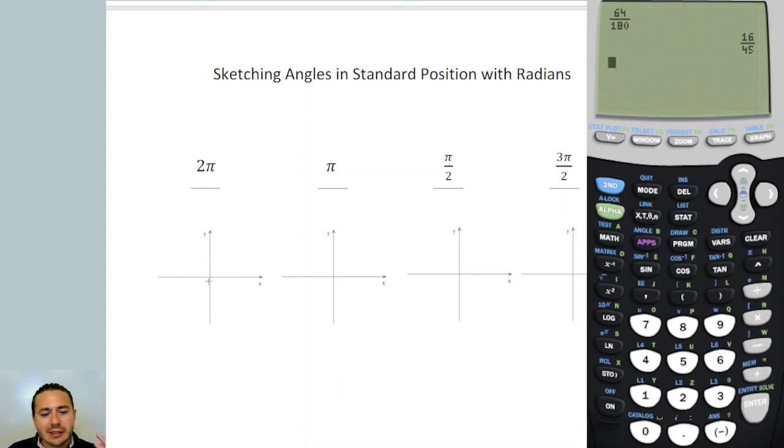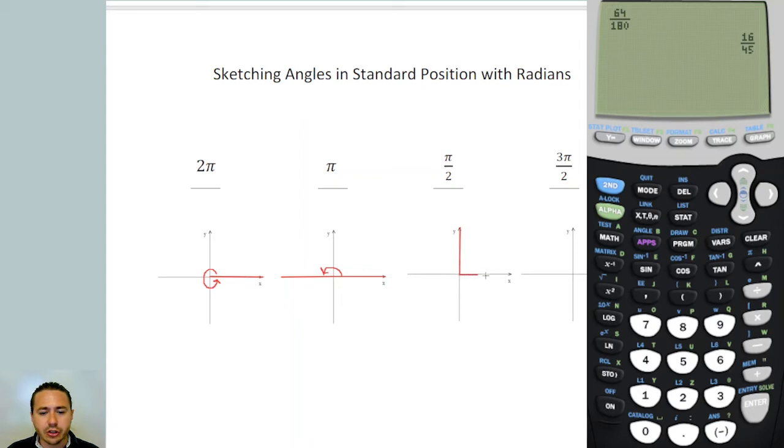So how do we sketch these out? Well, you sketch them out just like you would a normal angle. So for 2 pi, we know that is 1 full revolution. So we just go 1 full revolution, and our ray actually ends up where we started. Pi, we said was half of that, right? That's 180 degrees. So it should look like this. Pi over 2, we said was 90 degrees.